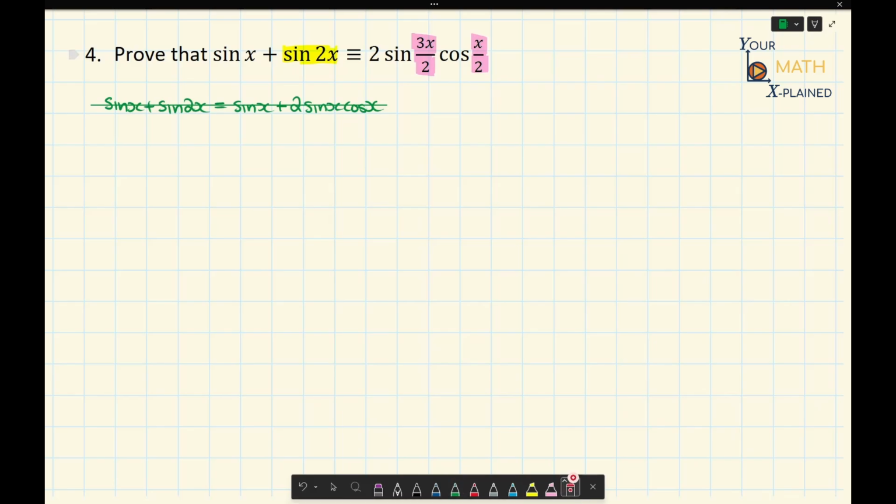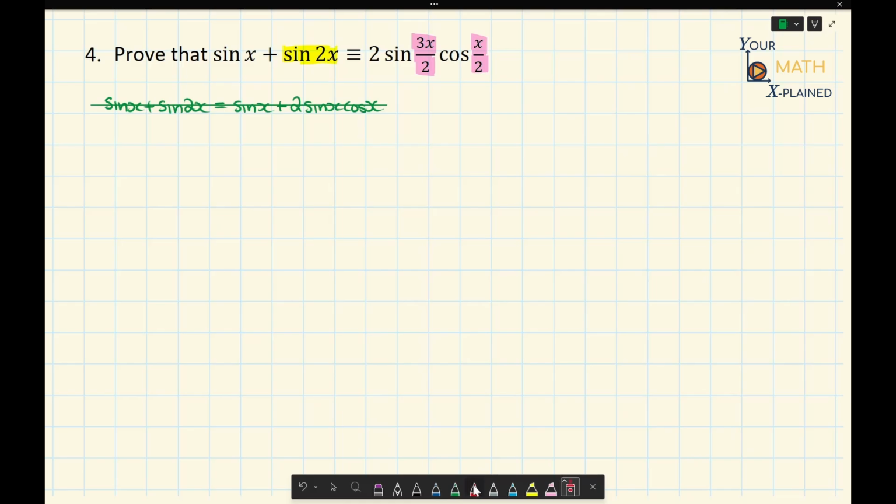So the fact that we have 2 different angles here tells us that the double angle identity is not going to work, because double angle means that we have 2 of the same angle. So because they're different, that gives us a hint that maybe we should be using our sum and difference identity. Now the sum and difference identity that gives us sine of an angle multiplied by cosine of an angle is the sum and difference identity involving sine.